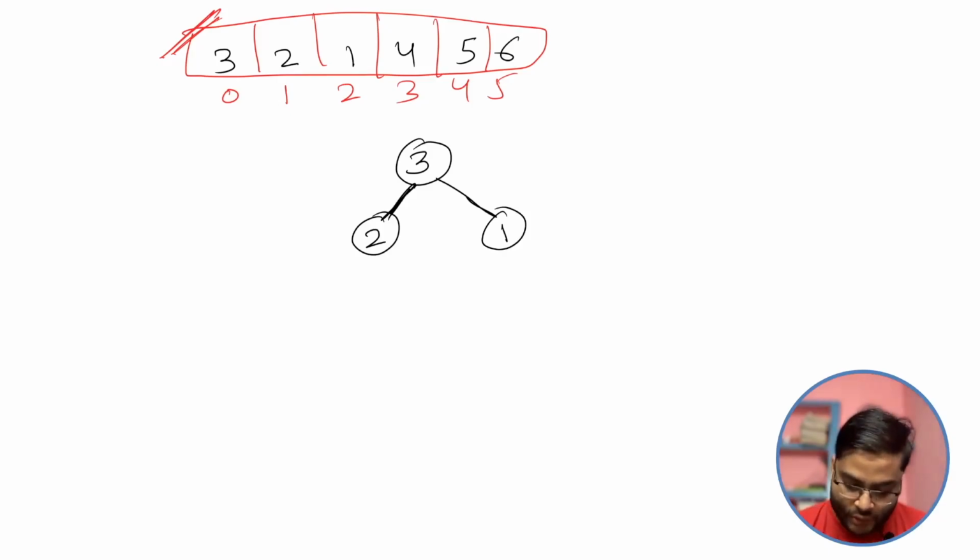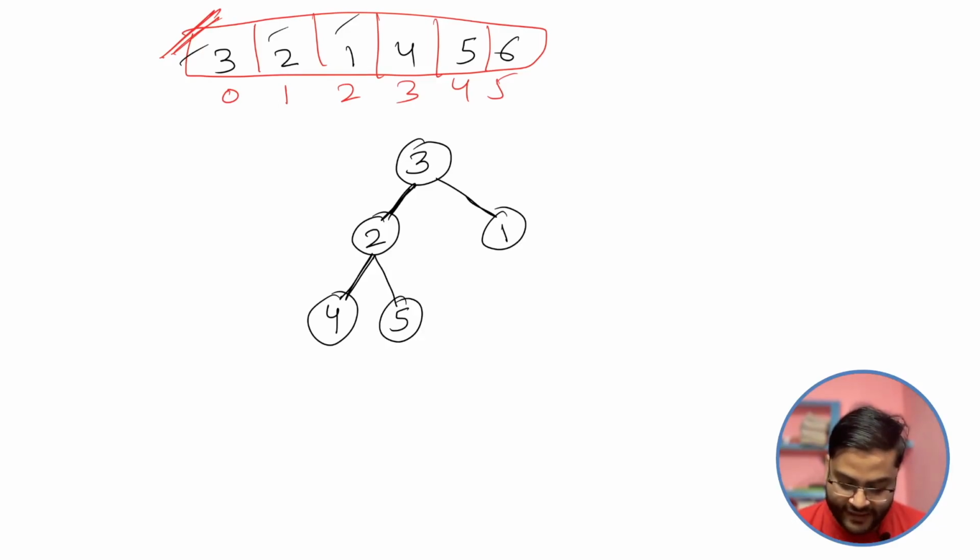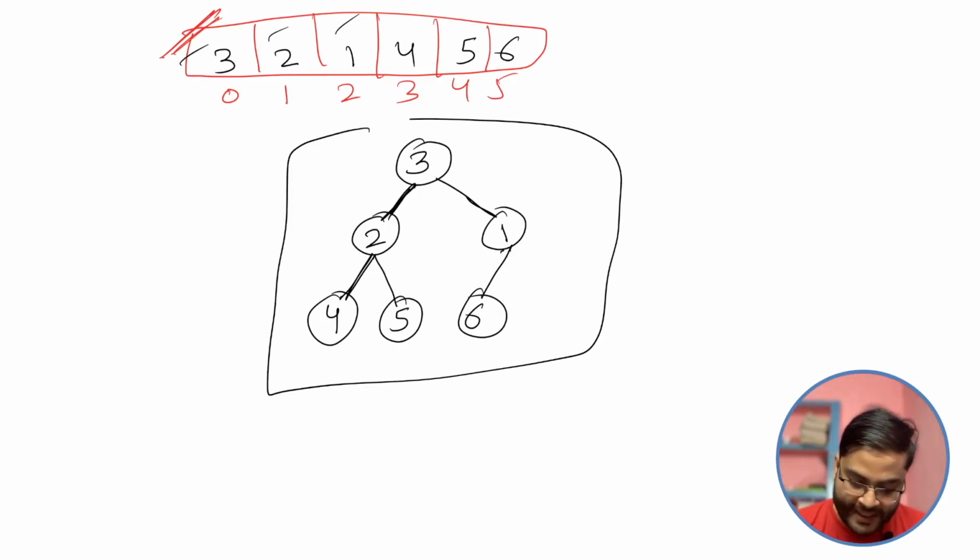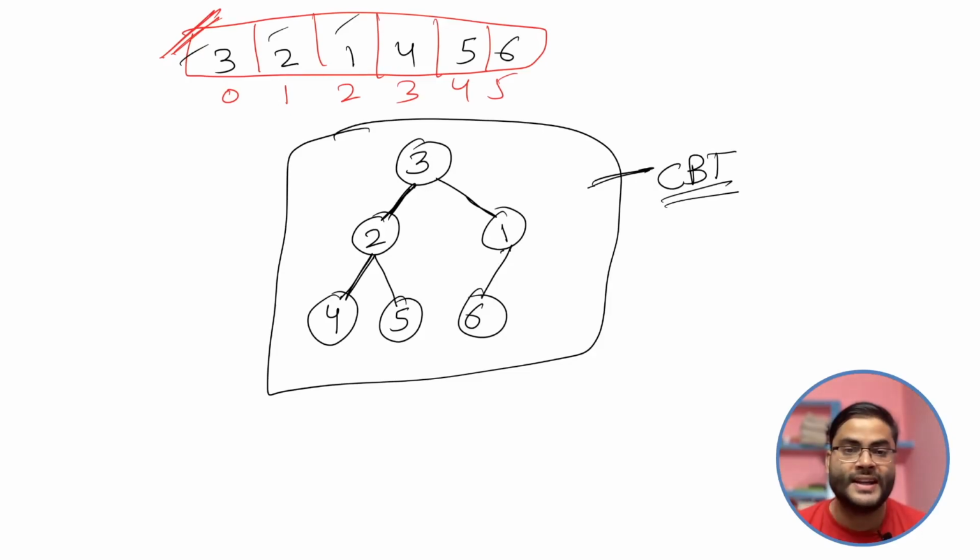Okay, now go to the next level. We will start filling. So we have filled 3, we have filled 2, we have filled 1. Okay, now remaining 4. So we will fill 4. Now go to the right of 2. We will fill 5. Okay, so we have filled left, we have filled right. Now go to the 1. So in 1 we will fill 6. Okay, so this is a complete binary tree. This is the complete binary tree of the given array, right?